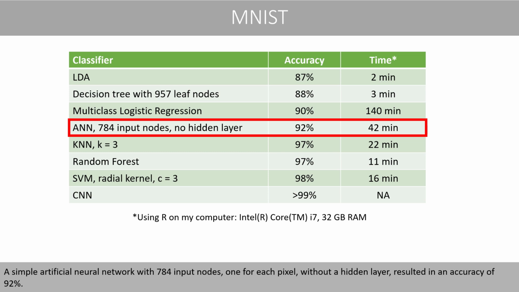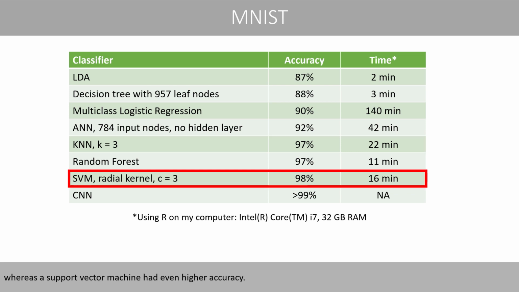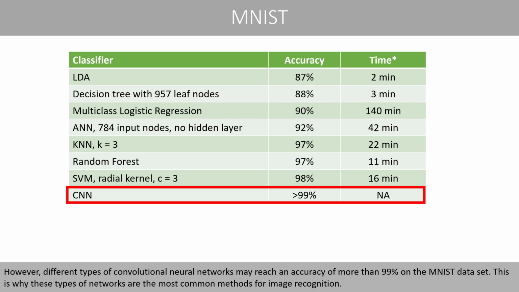A simple artificial neural network with 784 input nodes, one for each pixel without a hidden layer, resulted in an accuracy of 92%. K nearest neighbor and Random Forest resulted in 97% accuracy, whereas the support vector machine had an even higher accuracy. However, different types of convolutional neural networks may reach an accuracy of more than 99% on the MNIST dataset. This is why these types of networks are the most common methods for image recognition.